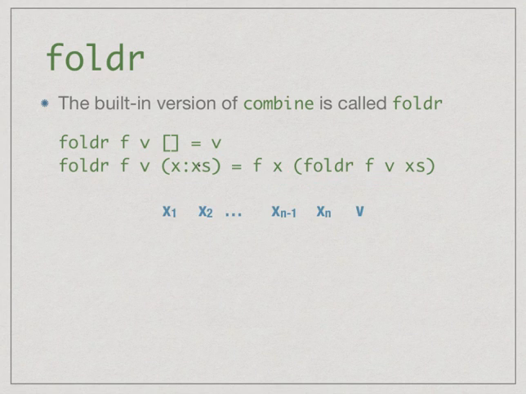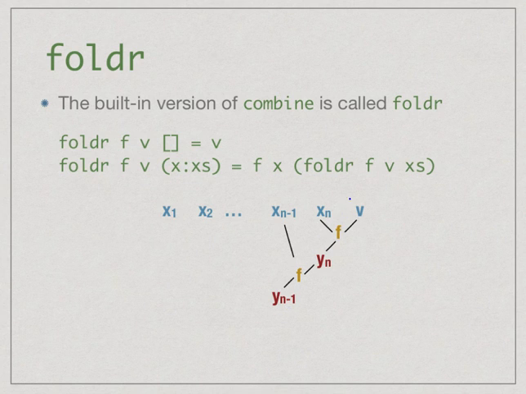We start with the list x1 to xn and the value v, which is our initial value. As we inductively go through this, we operate on the last value. If we have xn colon empty list, then this will apply f to xn and v. The first thing that we get is that we combine xn with the initial value v and we get a new value yn. Then in the previous step, we apply f to xn minus 1 and the result of this value and we get a value yn minus 1.